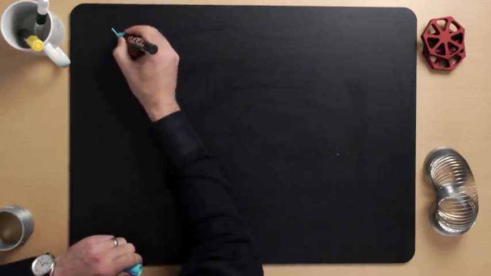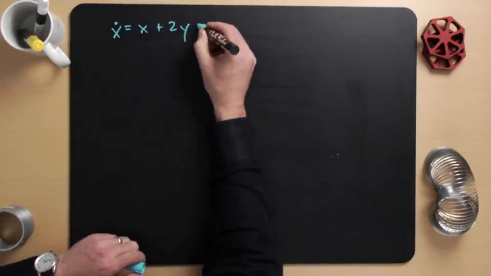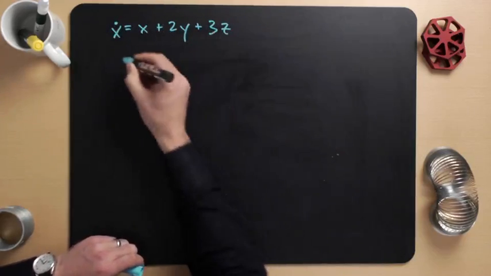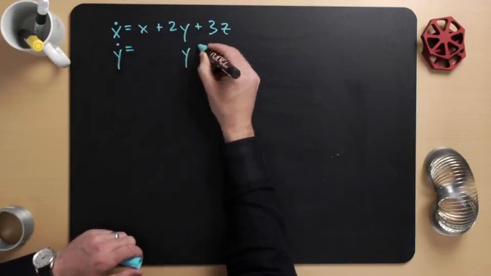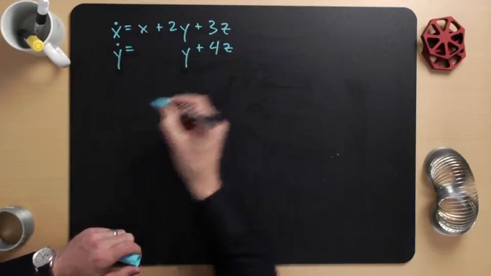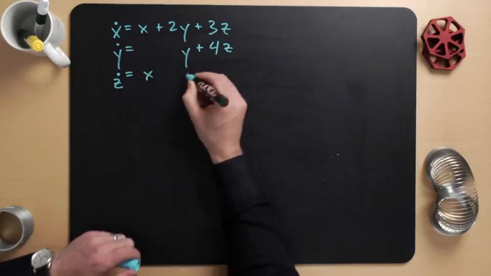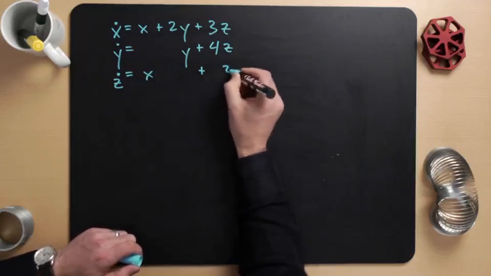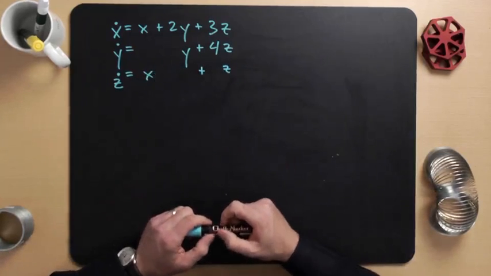Let's say that we have a linear, constant coefficient first-order differential equation that has states x, y, and z. We have x dot equals x plus 2y plus 3z. y dot is equal to y plus 4z, and z dot is equal to x plus z. I've spaced these numbers and letters in a way that will help us in a moment.